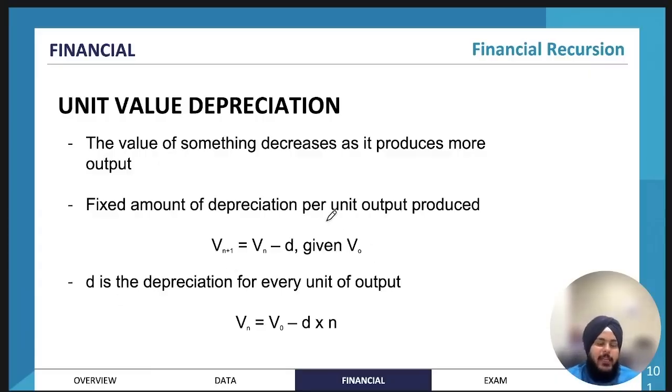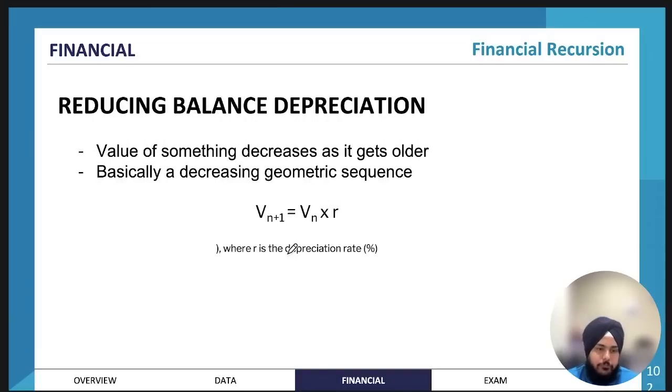And there will usually be a unit value cost. So there will usually be a certain value. For example, the printer depreciates in value by 10 cents for every page that it prints. And then the formula is going to be exactly the same as the flat rate depreciation. However, now the D value represents how much it decreases every single time.